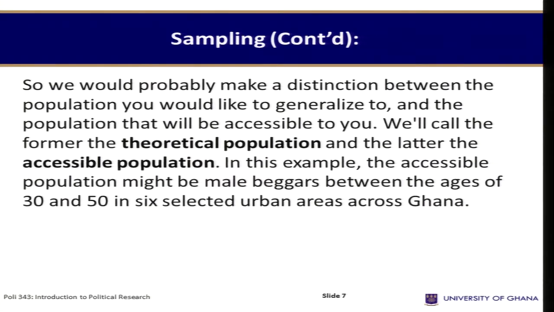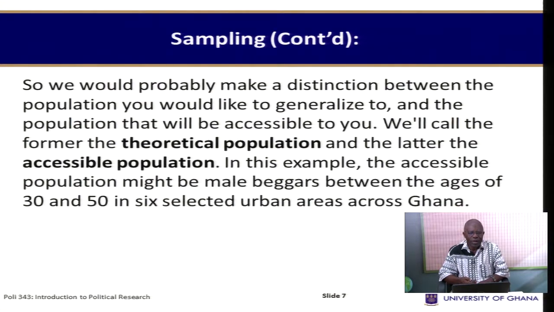So we would probably make a distinction between the population you would like to generalize to and the population that will be accessible to you. We'll call the former the theoretical population and the latter the accessible population. In this example, the accessible population might be male beggars between the ages of 30 and 50 in 6 selected urban areas, let's say across Ghana.